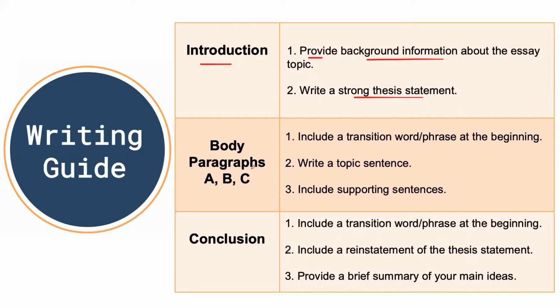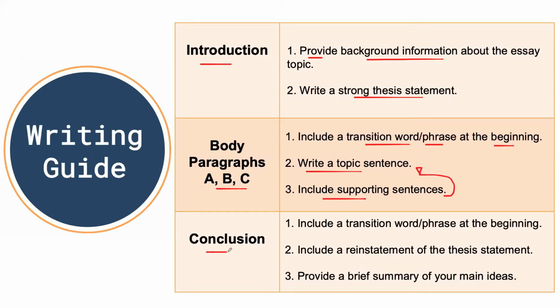Then in body paragraphs A, B, and C, these 3 distinct paragraphs, they're all going to have the same format. So you're first going to include a transition word or a phrase at the beginning. I'll show you what this looks like in just a bit. And this is actually part of your topic sentence. So your topic sentence is the first sentence of your paragraph that is really just going to open it up and explain this section of your essay. And then, of course, the rest of your sentences are going to be supporting sentences. And you're basically going to support what you said in the topic sentence.